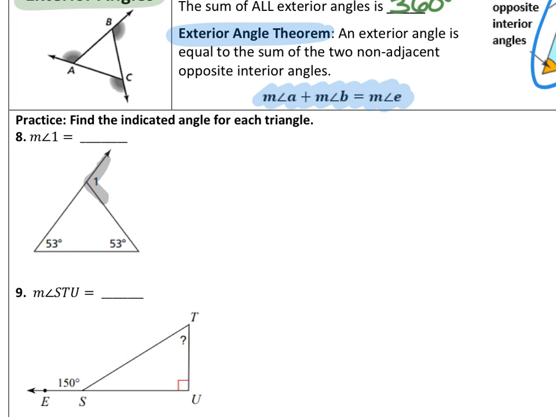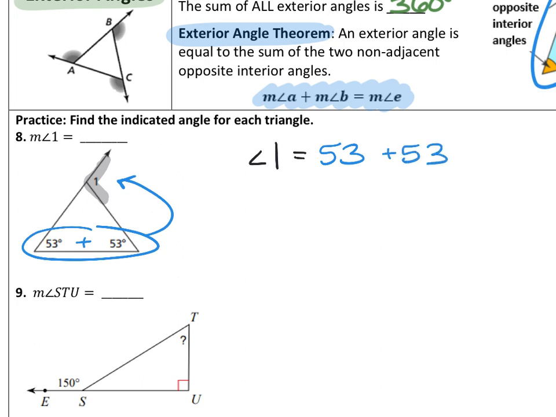So in problem number 8, we want to find angle 1, which is this exterior angle. To find the exterior angle, I look across the triangle from it and hope I know these two angles. I know these two angles, so I'm going to add them together and I'm going to dunk them outside, which means that angle 1 that we care about is going to be equal to 53 plus 53, because we took the two opposite ones and dunked it on the outside. That means angle 1 is going to be equal to 106 degrees, which is exactly what this question was asking for. Okay, so we take the two that are opposite in the triangle, add them together, and dunk it. Sound good?